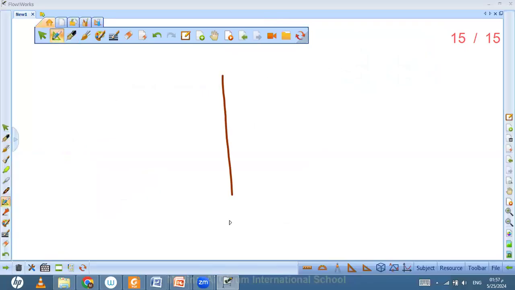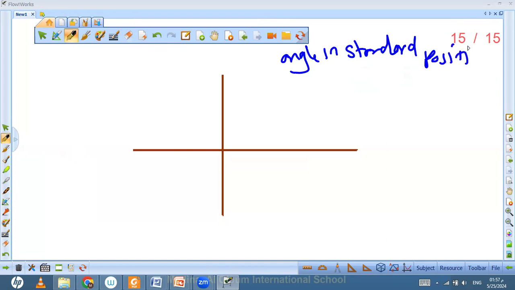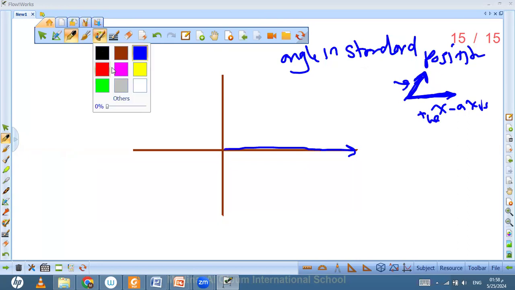Look, guys. Angle in standard position. We open it from what guide? From the positive direction of the x-axis. Any angle is formed from two sides, two rays. One ray must be the positive direction of the x-axis. And the other one is called the terminal side, the movable side.